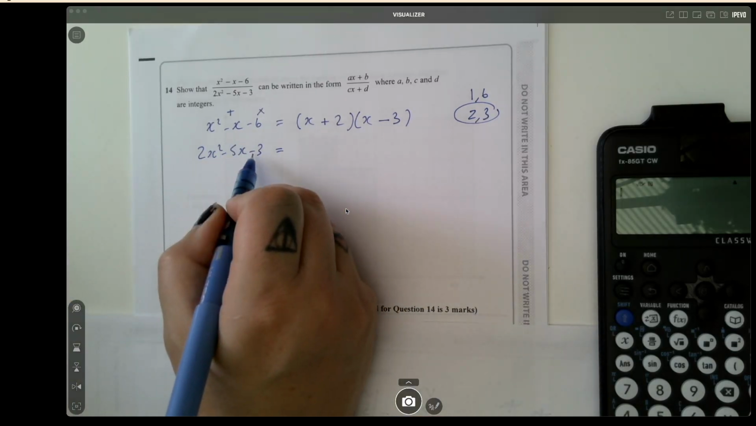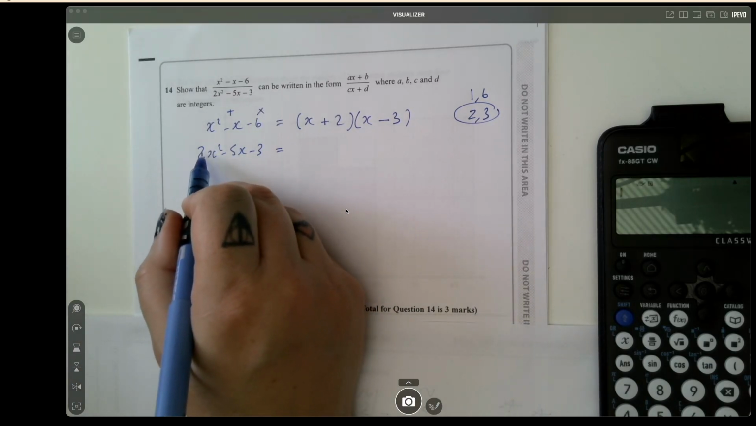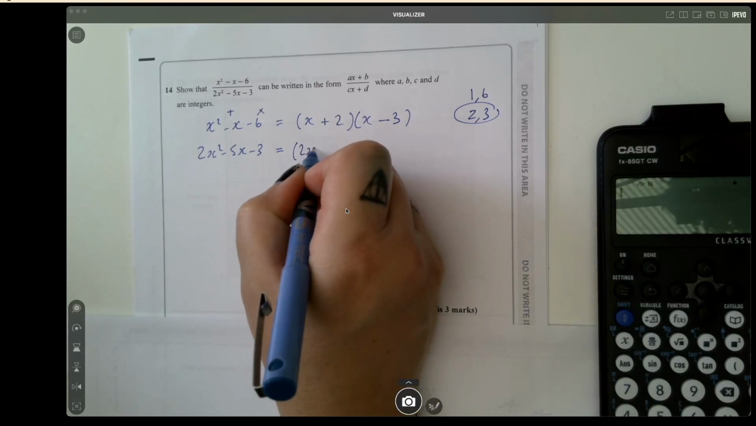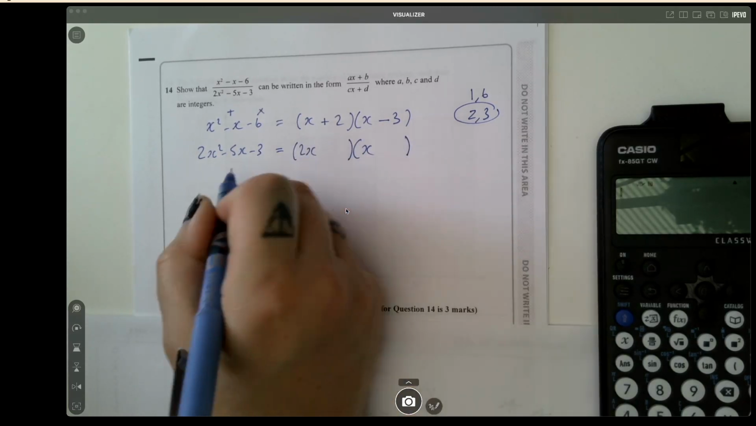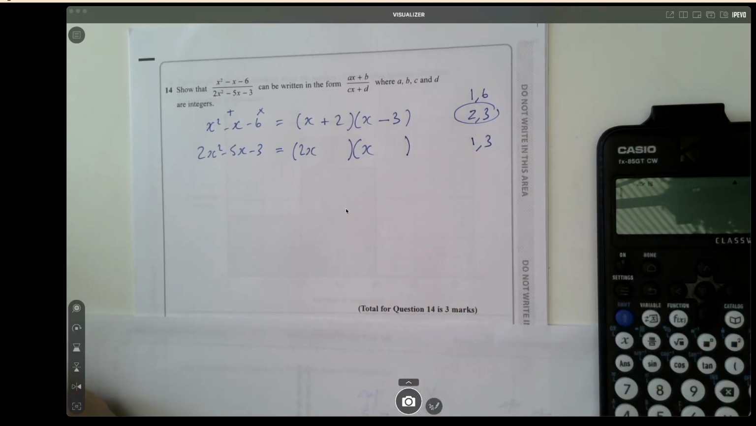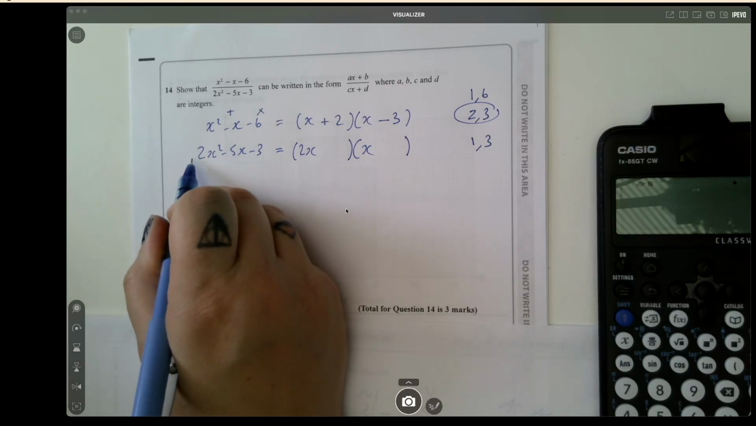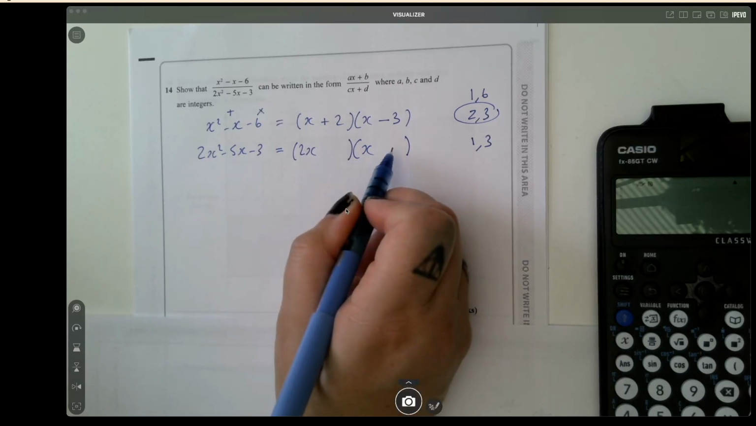So two numbers that multiply to give me -3 and add to give me -5, but one of them is going to get multiplied by 2. So we're definitely going to have a 2x and an x. So -3, my only options are 1 and 3. So let's think about this carefully. I'm aiming for -5, and one of these numbers here is going to get multiplied by 2.